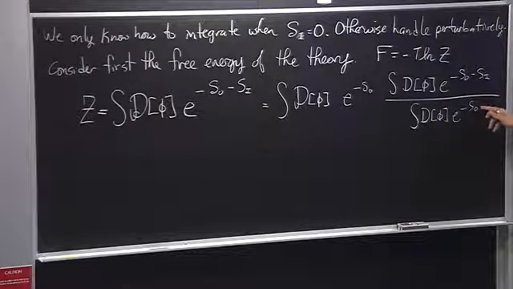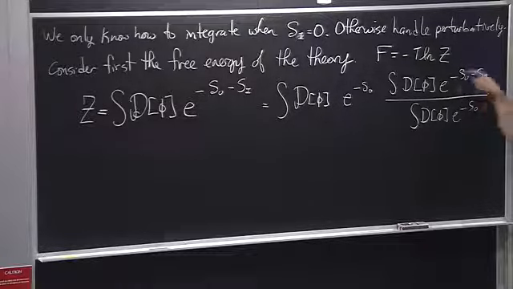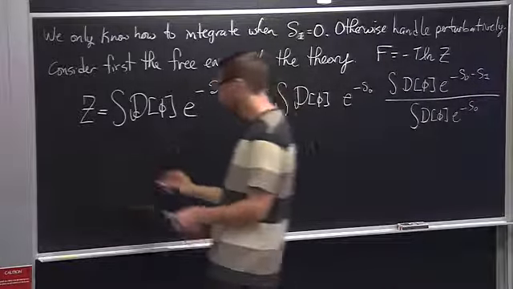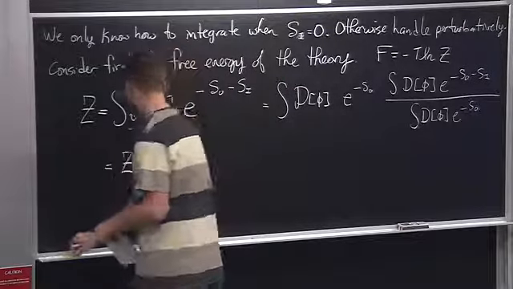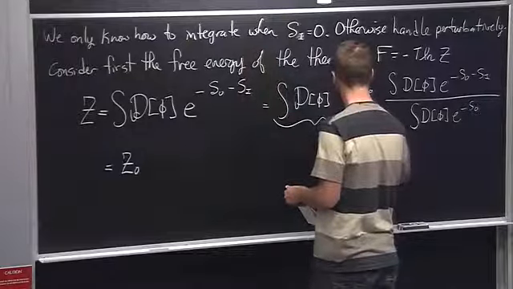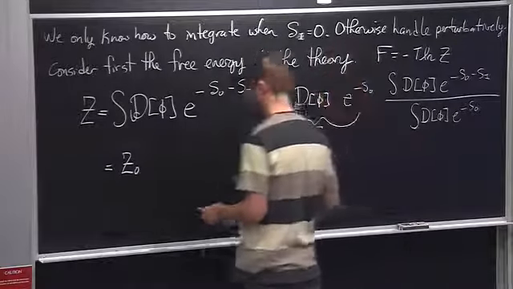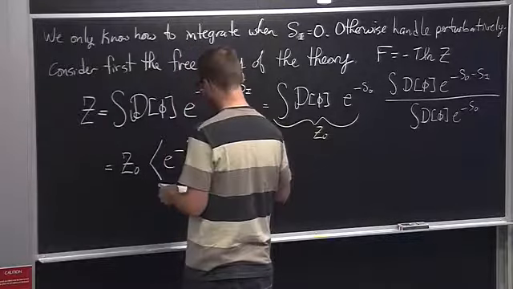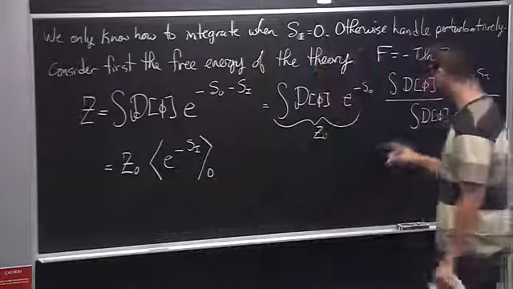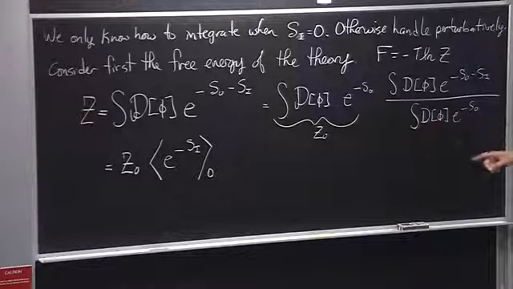So it looks like I'm calculating the expectation value of e to the minus SI, right? But it's the Gaussian expectation value. So I'll write that thing as Z naught. This thing here is Gaussian. And then the expectation value of this thing is the Gaussian expectation value, and that's really what defines that notation.